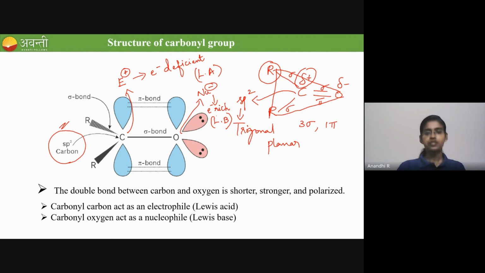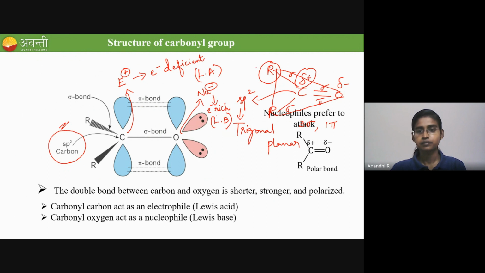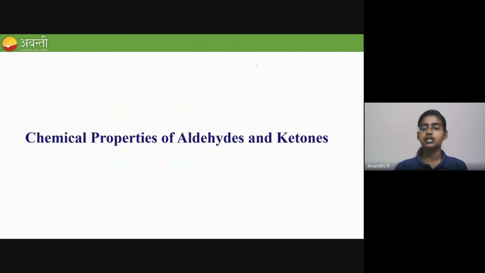Okay, this is about the structure of the carbonyl. So based on the structure, nucleophiles prefer to attack the carbon. Okay, based on the structure, tomorrow we'll discuss the chemical properties of aldehydes and ketones.